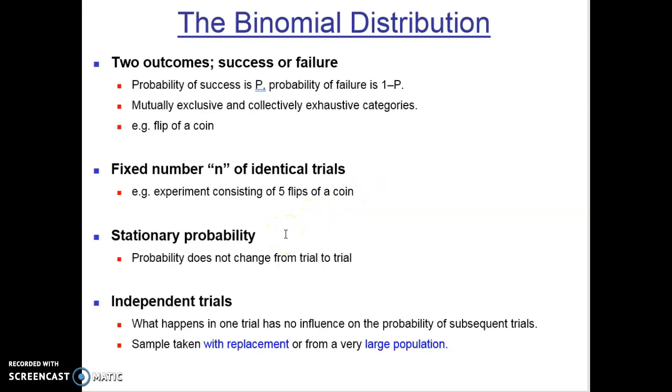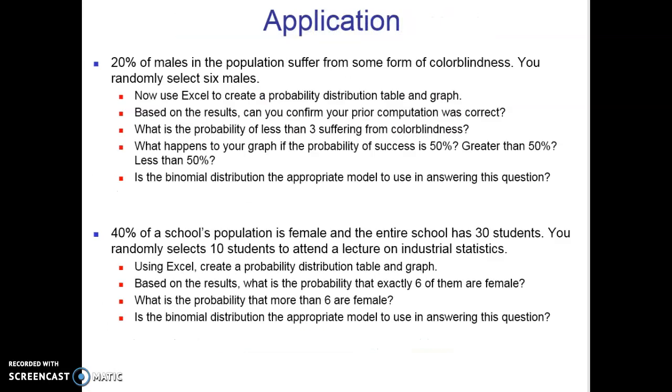Stationary probability. Yes, we established that the probability was a constant 20%. And independent trials. To ensure this, we either needed to take the sample with replacement or from a very large population. Since we selected 6 people from the larger population, we would expect independent trials. So the answer is yes, this is an appropriate model to use to answer the question. Let's move on to the next one.